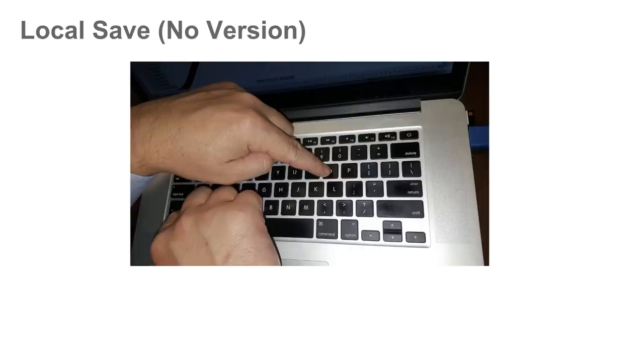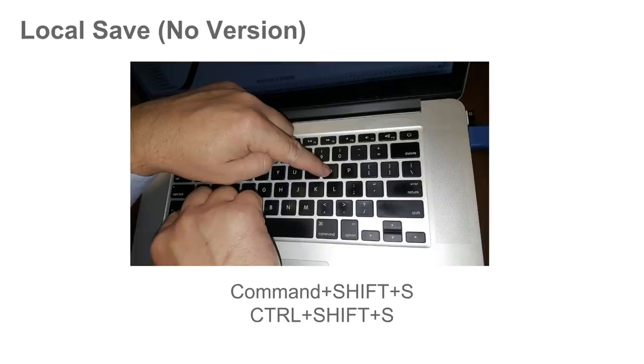And this is something that'll help you avoid having hundreds of different versions, because every time you save, you get a new version. There's actually an opportunity to create a local save, so it's not going to create a new version every time you do this. If you hit Command Shift S, or Control Shift S if you're on a PC, it's going to create a local save that's not going to create a new version. It's going to make it a little bit easier to manage those.